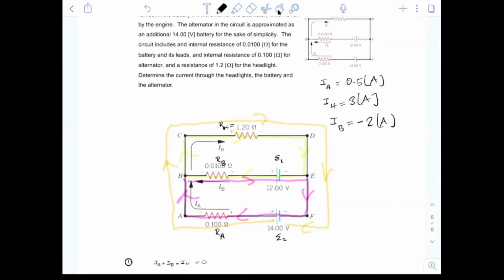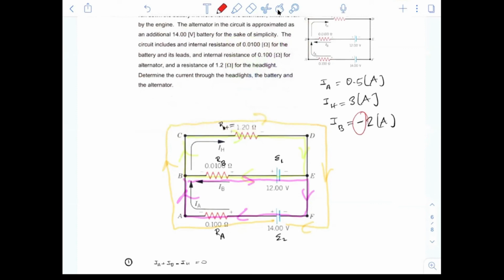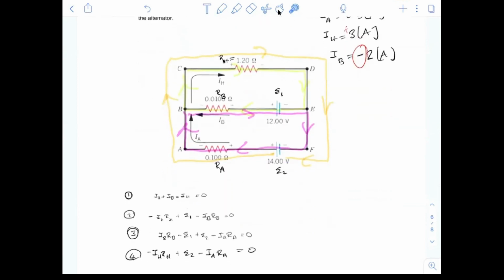The only thing I'm going to focus on is the fact that this is negative and the other ones are positive. So what's the meaning of negative? What's the meaning of positive? Guys, when you're looking at a problem like this, notice that they already gave you the direction of the current. The current coming out of the alternator is going this way. The current coming out of the battery is going this way.